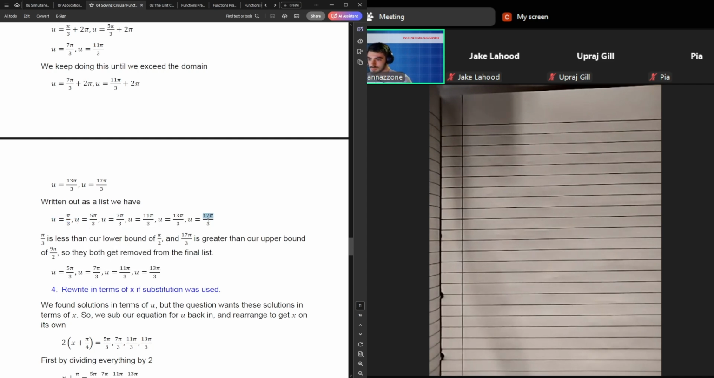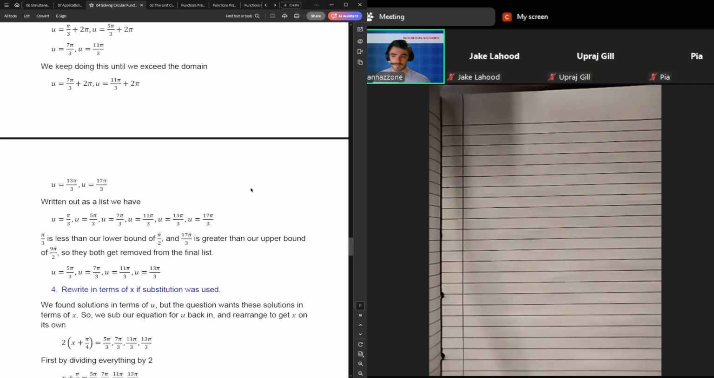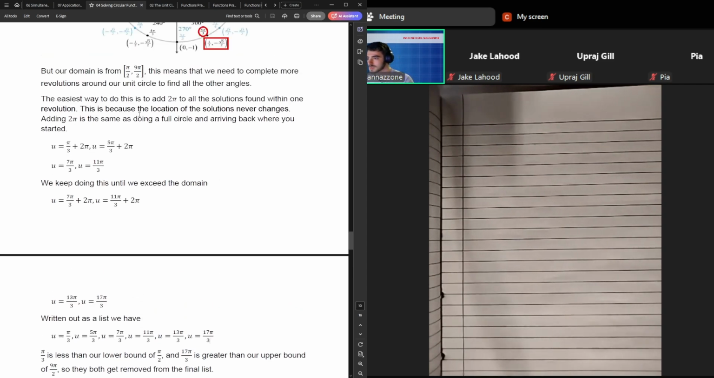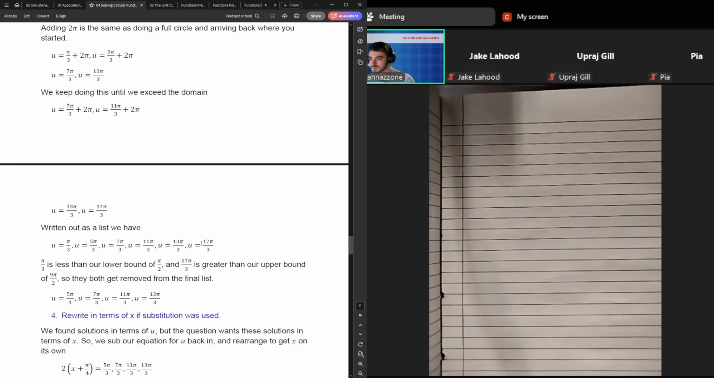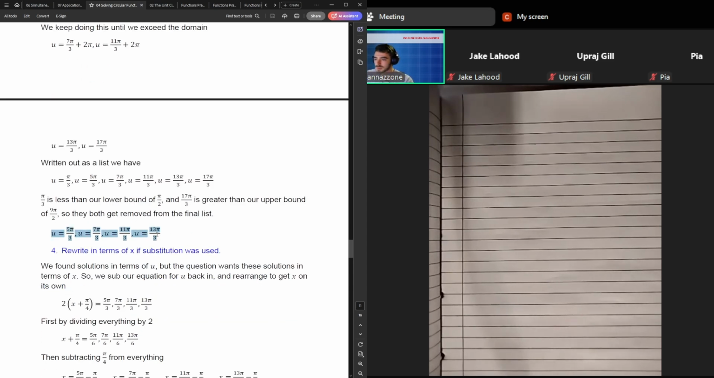Pi/3 is too small. 17 pi/3 is too big. The way you can figure that out is simply to convert your divide by 2 and divide by 3 into the same denominator, and then compare them from there if it's ever too difficult to see the difference. If you do that, you'll find that the upper and lower of that list should be removed, giving you these 4 solutions in terms of u.